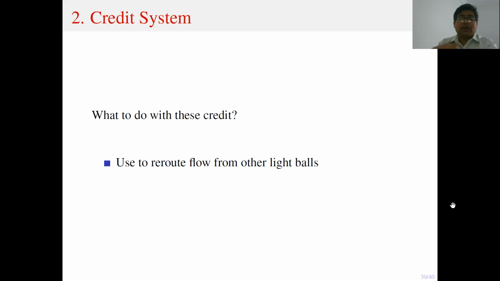And this ensures that I do not end up selecting a lot of light balls. And let me discuss how that works.